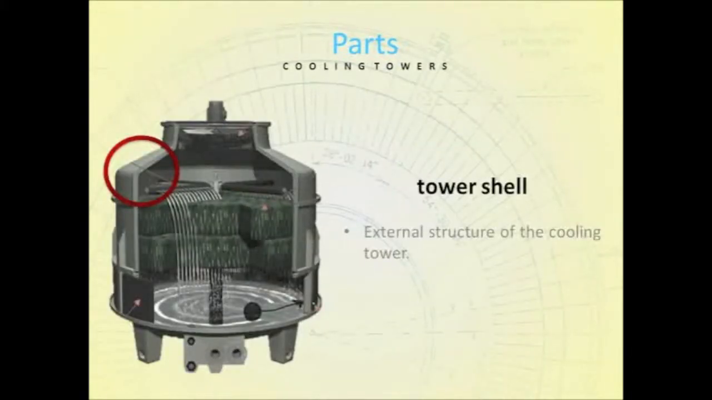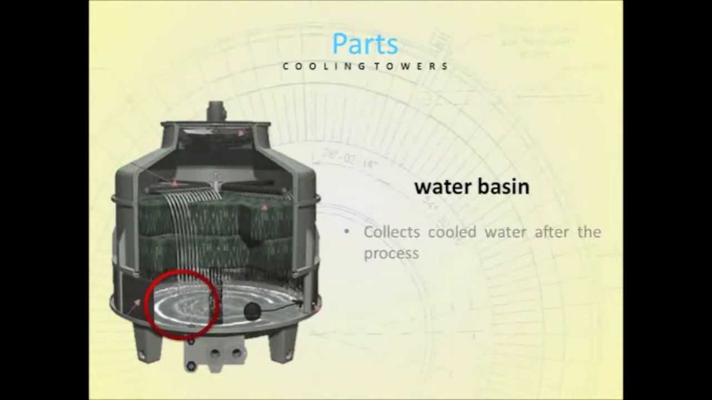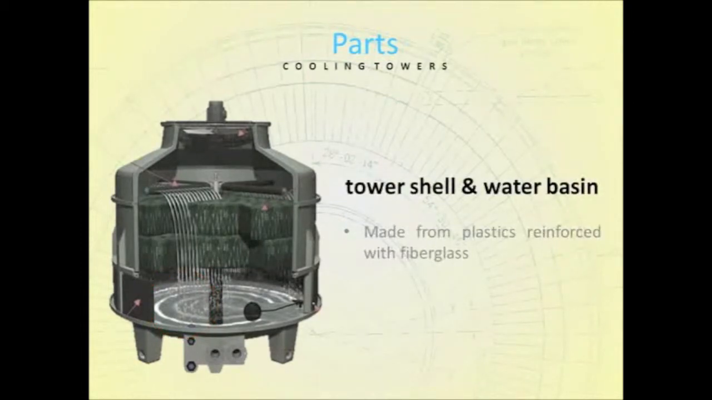Next would be the tower shell and water basin. Tower shell is the external structure of the cooling tower, and the water basin is the one that collects the cooled water after the process. Most of the parts of the tower shell and water basin are made of plastic reinforced with fiberglass. This allows a rust-free and long-term performance, even under the most severe environmental conditions.